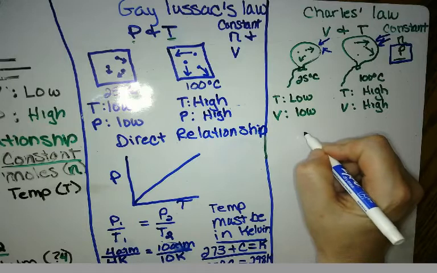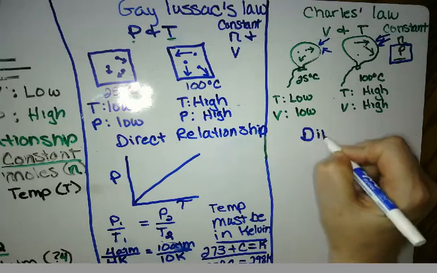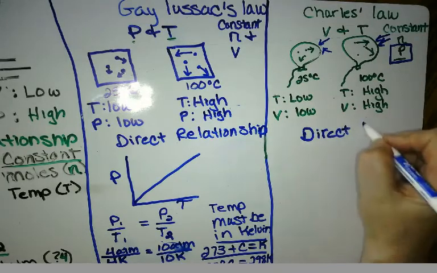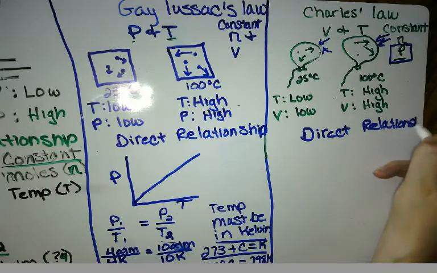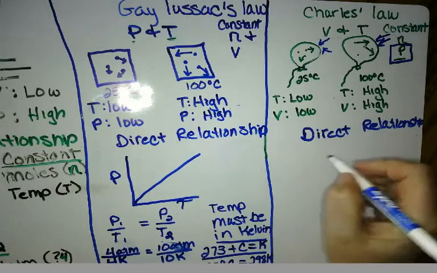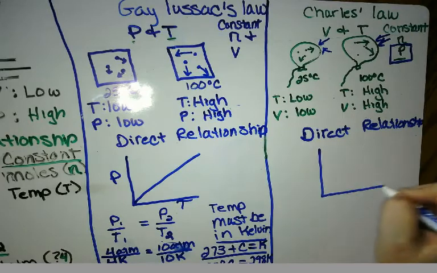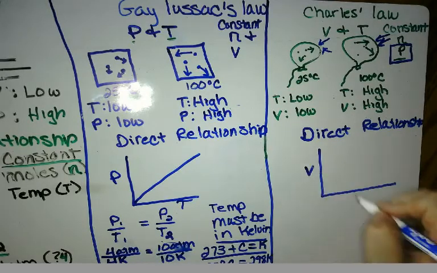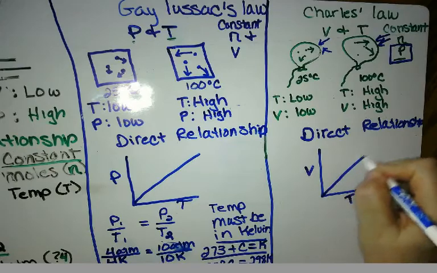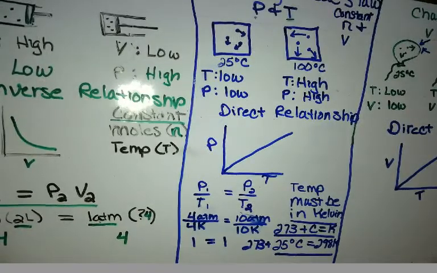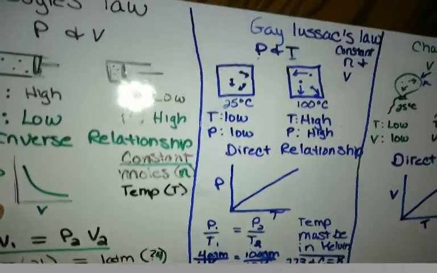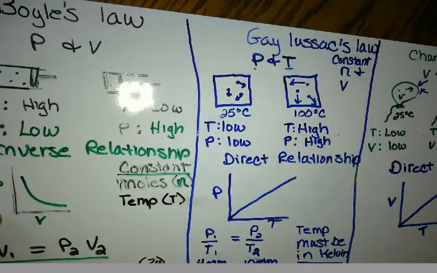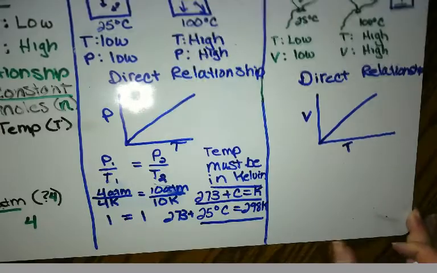So what kind of relationship is this? It is a direct relationship. Okay, and if I did volume over temperature, a direct relationship looks like a straight line. So these graphs, the only one that's inverse is Boyle's. Okay, everything else is a direct relationship, and that's just a straight line.